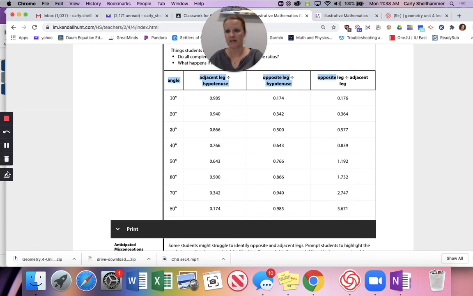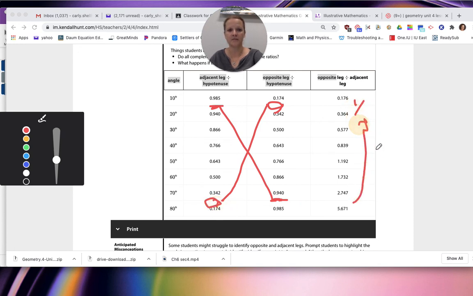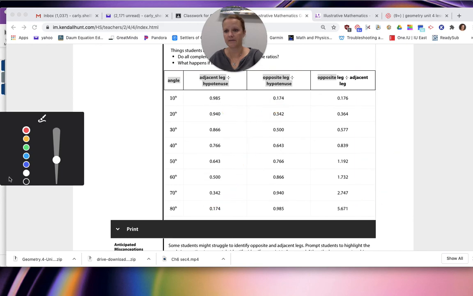Remember we did this last lesson, that whatever our value is here, it's going to match with our value here. And whatever our value is here, it's going to match with our value here. And this is going to be 1 over that value, or 1 divided by that value. That's how they're related.